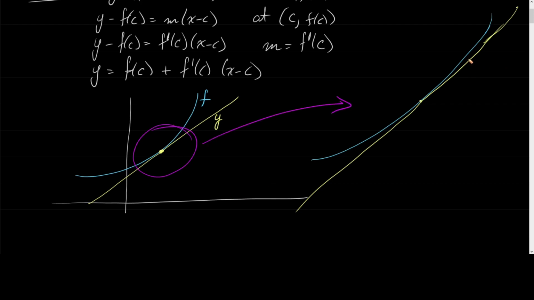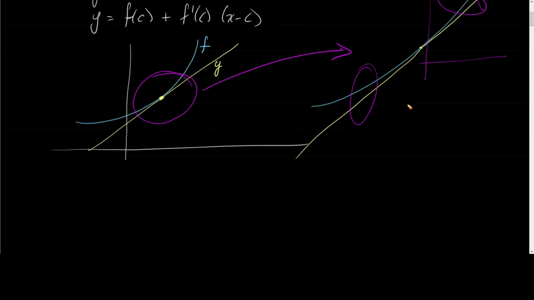If you notice here, this is not that different. The blue curve and the yellow line are very close there. They're very similar, right? What do I mean by that? I mean that the y values there would not differ by much, even though the x might be differing by more. The less that the x values differ, the less that the y values differ, especially as we get closer to the point of tangency.